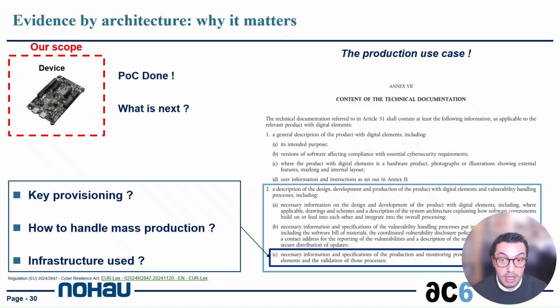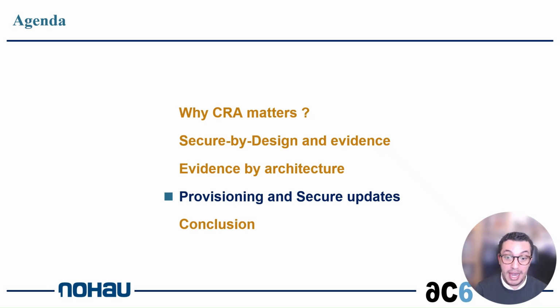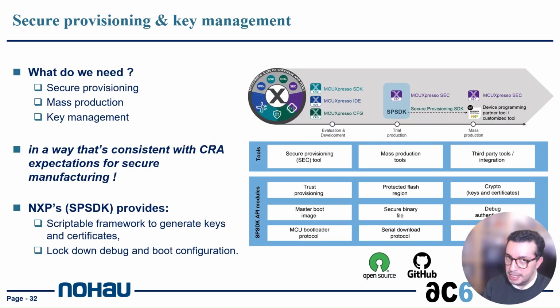So how are the keys provisioned on every unit? How do we handle mass production? What infrastructure do we use for flashing, securing, and validating devices on the line? All these questions we have to answer. And this is why we have the provision and secure update section. This is where we are going to introduce provisioning and secure updates. I'm just going to give ideas of what's available in the market.